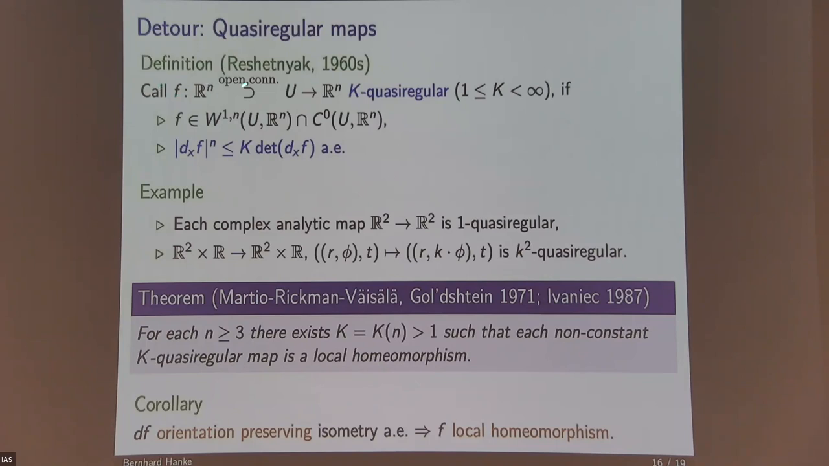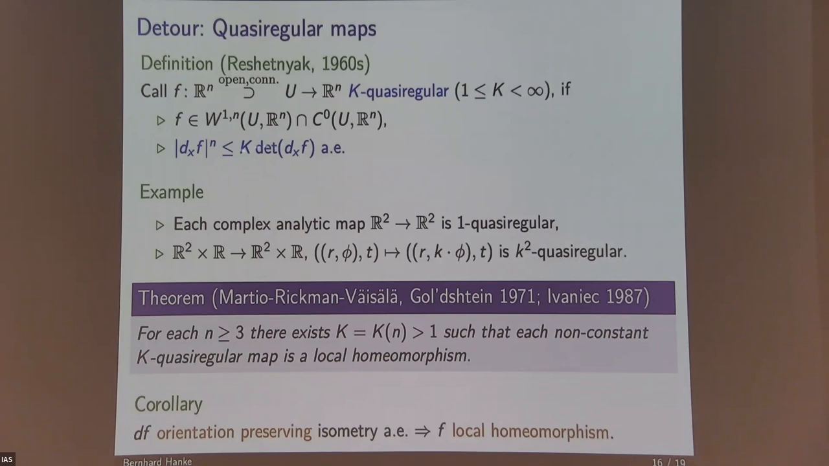We call a map defined on an open connected subset of R^n to R^n K-quasi-regular if it has this regularity, which is exactly what we need, W^{1,n} intersected with C^0, or W^{1,p} would also be enough, of course. And then we have a certain inequality which measures the distortion of the map, like in the field of quasi-conformal mappings. You measure the distortion by taking the norm of the differential to the n, and comparing it to the determinant of the differential. The requirement is that you have such an inequality with some fixed number K almost everywhere. Of course, you can always pass to a larger K, but in general not to a lower one.